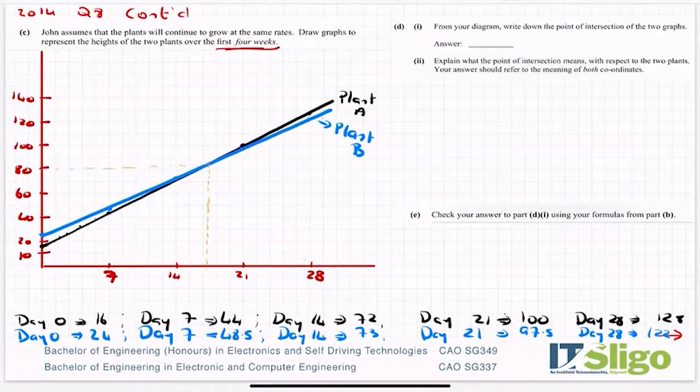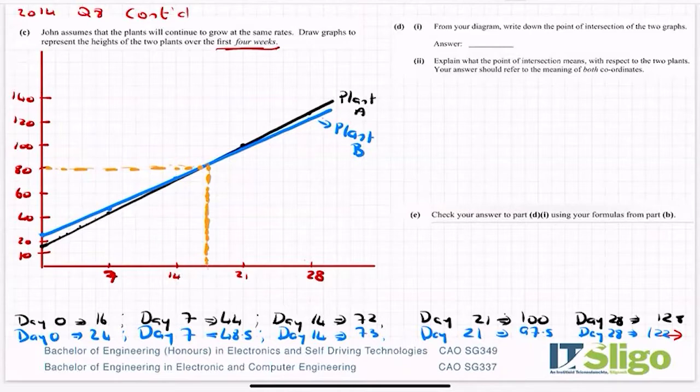So construction lines on the graph are really important. I might make them a bit thicker so you can see them, okay? Because that again shows the examiner you know how to read a graph. So from your diagram, write down the point of intersection from the two graphs, okay? So it's always x comma y when we're writing down a point. It's no different here, even though it feels a bit strange.